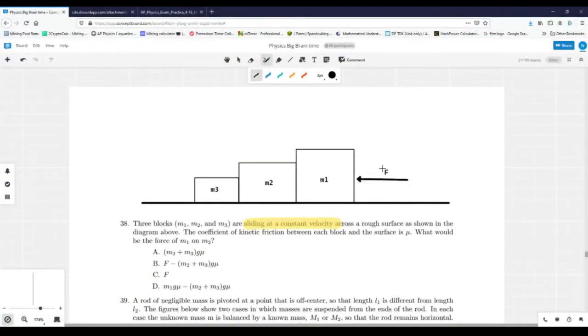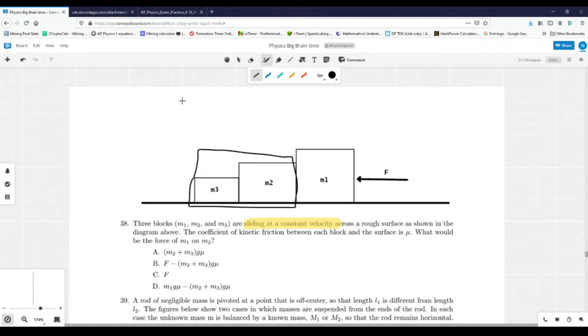So we know that there's a friction force, and we know that they're sliding at a constant velocity. And so it's asking what is the force of M1 on M2, right? They're all being pushed this way, which means that any force acting on M2 also inherently has to act on M3, right? If you push block M2, it's going to push M3. So since everything's moving at a constant velocity, we need to figure out what resistive force is being produced by M2 and M3 that then has to be counteracted by M1. And that's going to be the frictional force.